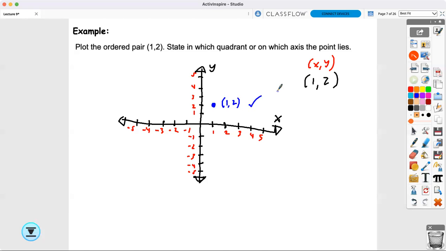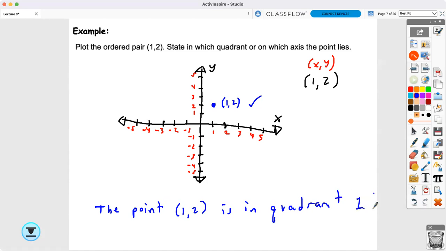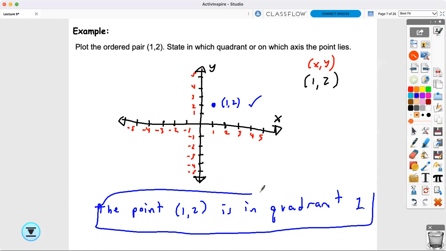And now we're not done. The second part of the problem says, state which quadrant it's in or what axis it's on. So is it on an axis or is it in a quadrant? What do you guys think? Quadrant. Yeah, which quadrant? The first. That first one. So you're gonna write the point 1, 2 is in quadrant 1. And we're done. That is the other part of the problem. So we have to say what it is and we're in graphic. Any questions on plotting a point?